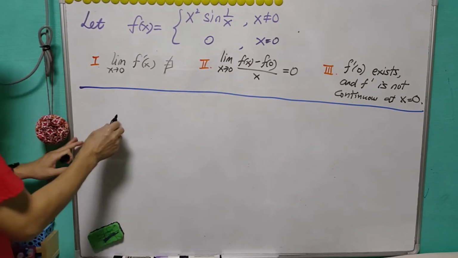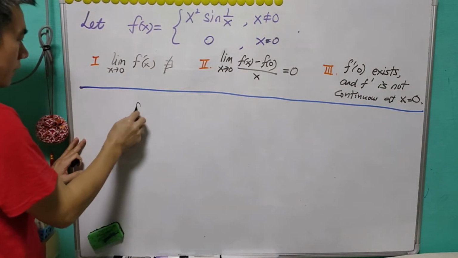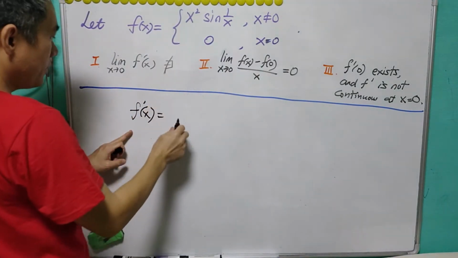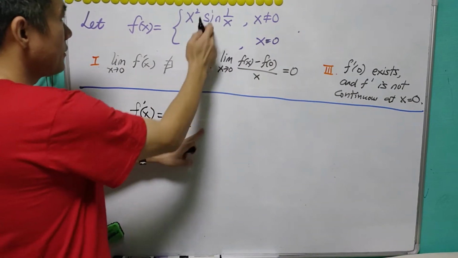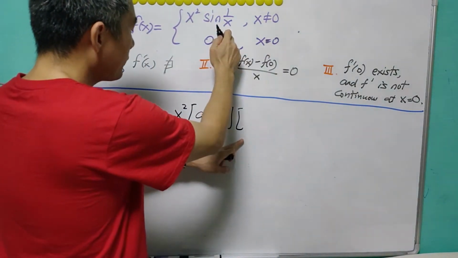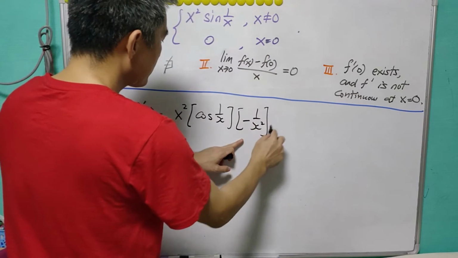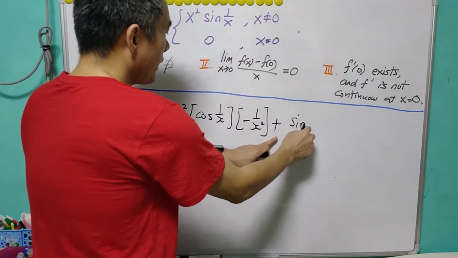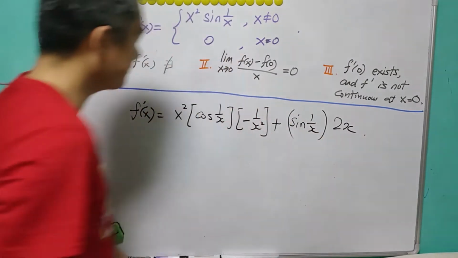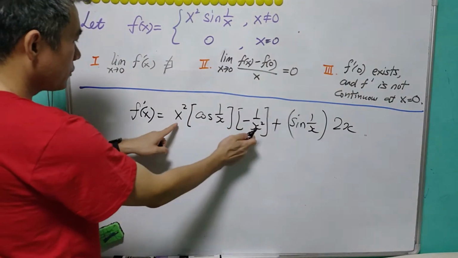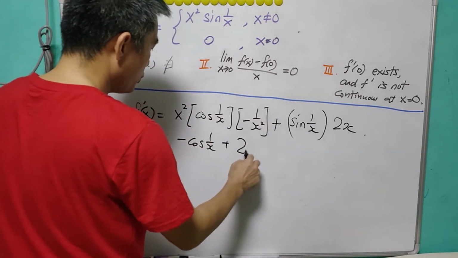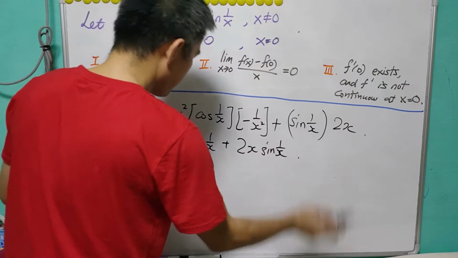So we look at it one by one. For number 1, we have to find out what f'(x) is. According to the definition, f'(x) will be equal to x squared, then sine, differentiate sine, we have cosine. After that, differentiate 1 over x, we have negative 1 over x squared. Plus, we write sine 1 over x and differentiate x squared, we have 2x. This will be equal to negative cosine 1 over x, and for this, it is 2x sine 1 over x.